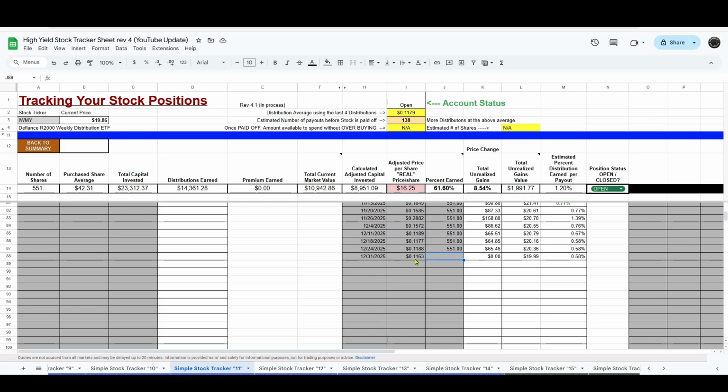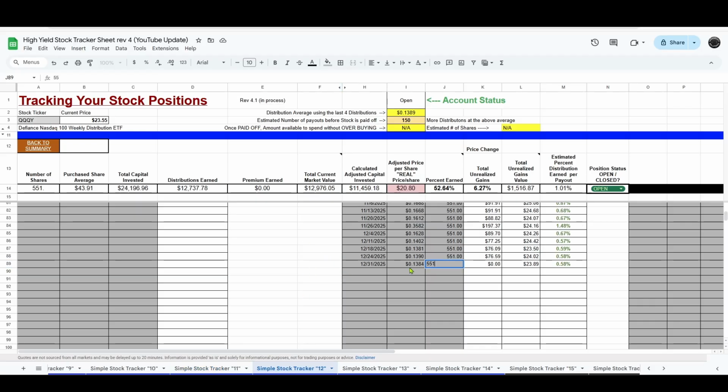IWMY, we earned 11 cents on this one. I have a total of 551 shares, and my real price per share of $16.25 now becomes $16.13. And if I were to sell all my shares at that current price, I will make $2,055. Love it.